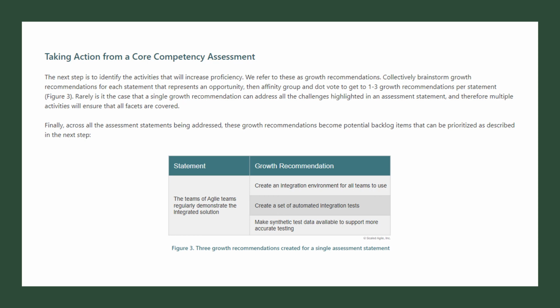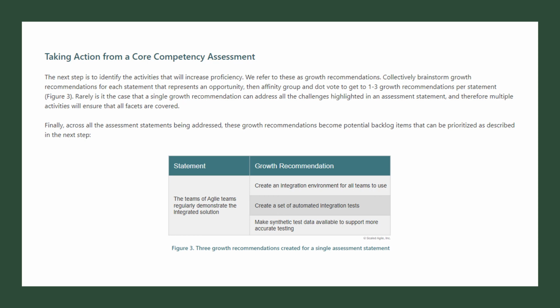The third step after analyzing is taking action from a core competency assessment. The next step is to identify the activities that increase the proficiency, right? We refer to this as growth recommendations. Collectively brainstorm growth recommendations for each statement that represents an opportunity. Then affinity group and dot vote to get to one to three growth recommendations per statement.